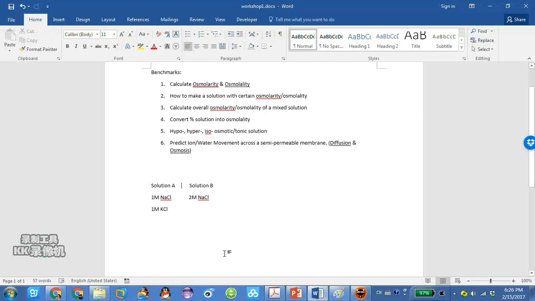Another example would be the potassium ion. In solution A, you have a 1 molar concentration of potassium ion. In solution B, you have none. So the direction of diffusion of potassium ion is from A to B. So in this case, you can see, despite the fact that solution A and solution B have the same overall concentration, they still have a net diffusion of different ions.